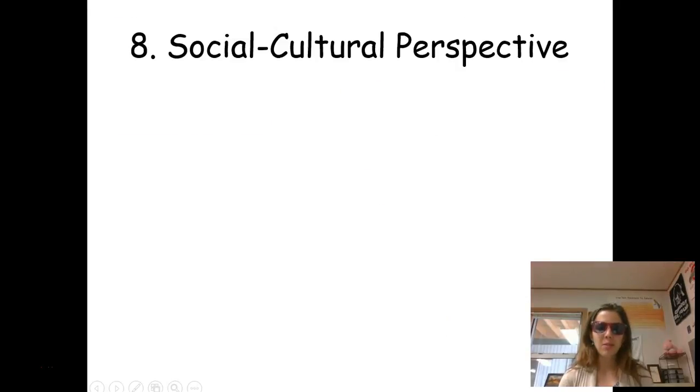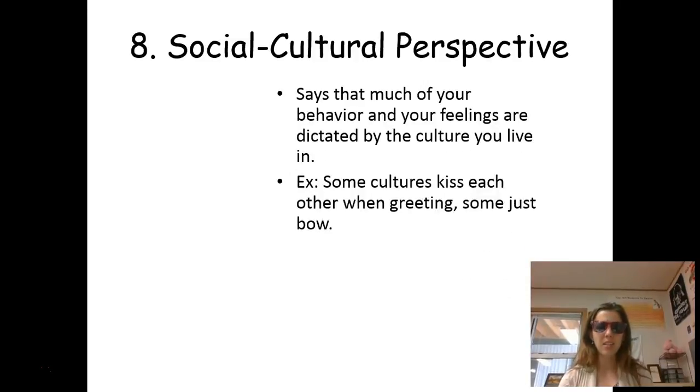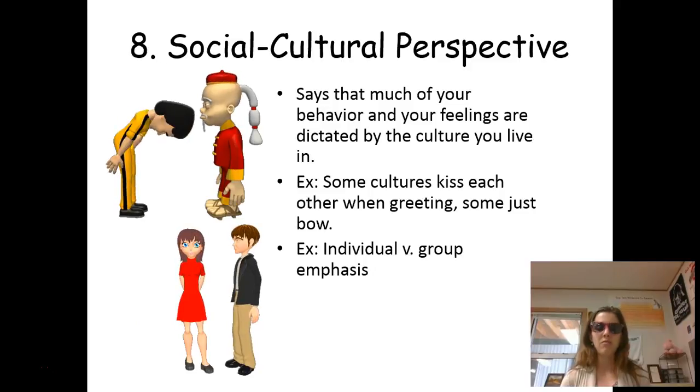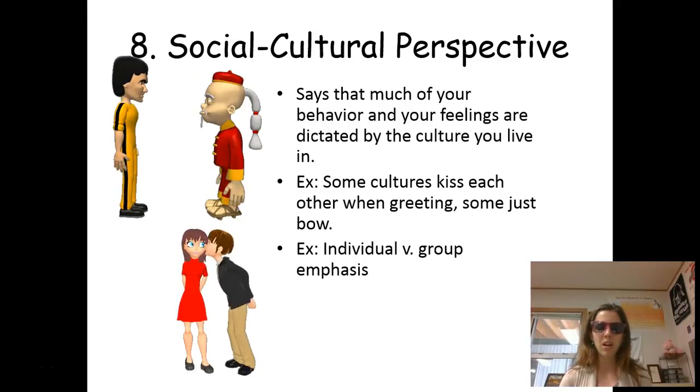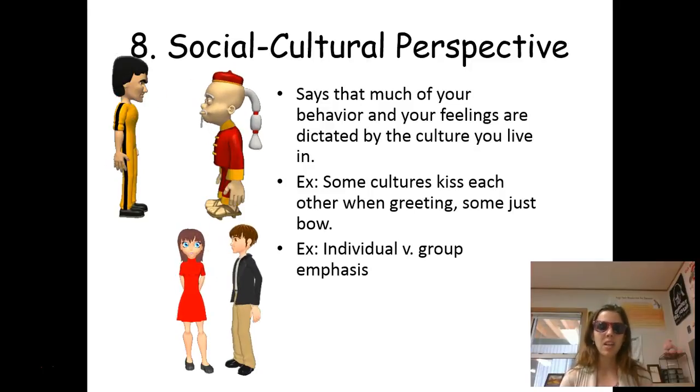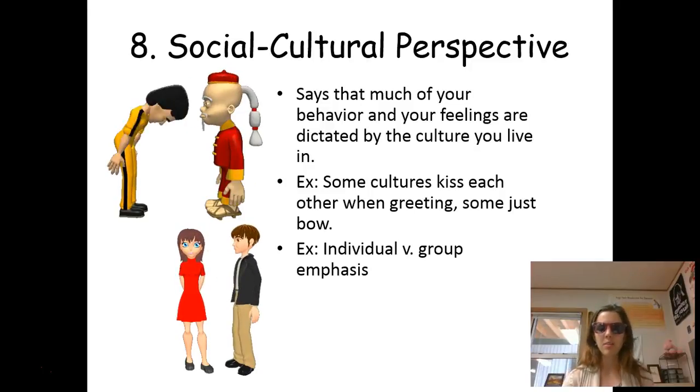So the 8th and final perspective is the sociocultural lens, and this basically says that our behavior is dictated a lot by culture. Depending on what culture we live in impacts our behavior. So some cultures will kiss each other when greeting, like in France. Some bow at each other, like in Asia. Some cultures, like in the United States here, emphasize the individual and individual rights and doing what's best for you and what makes you happy, but that would never be the case in Asia. They're very much more group-oriented.